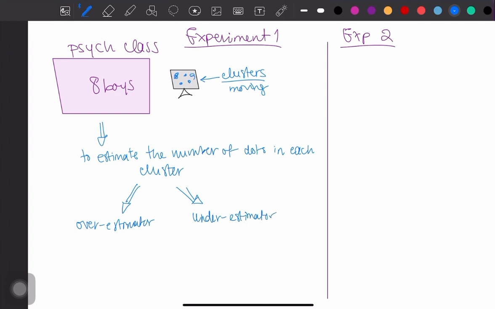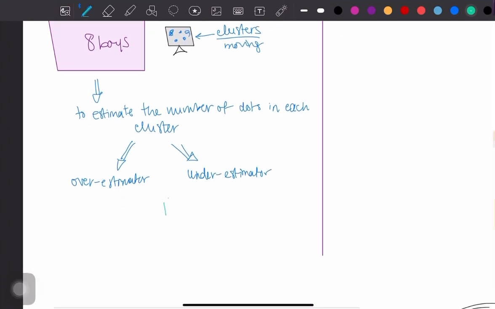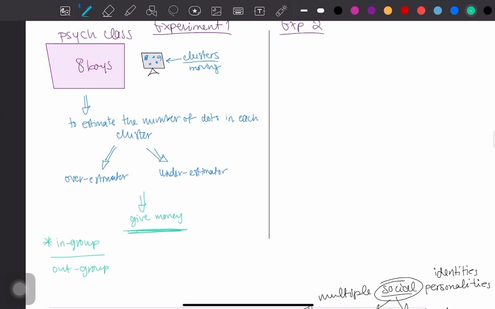Once they did that, these boys were asked to give money to the rest of the boys. All they had knowledge of was who was in their in-group and who was in their out-group. And that's it for experiment number 1.